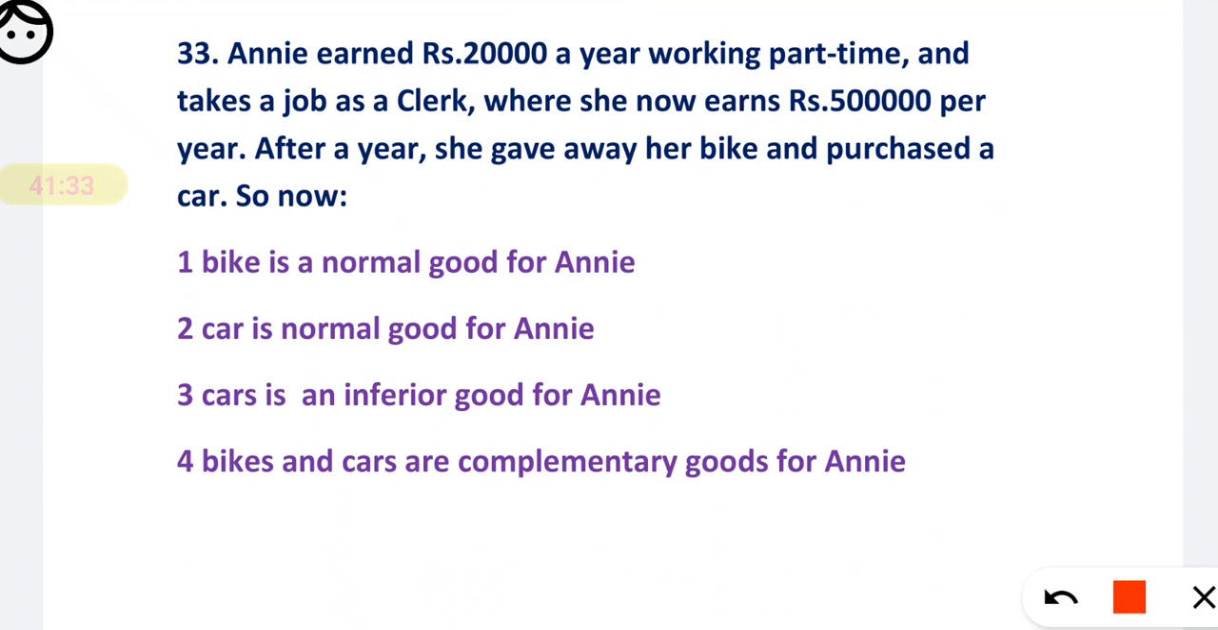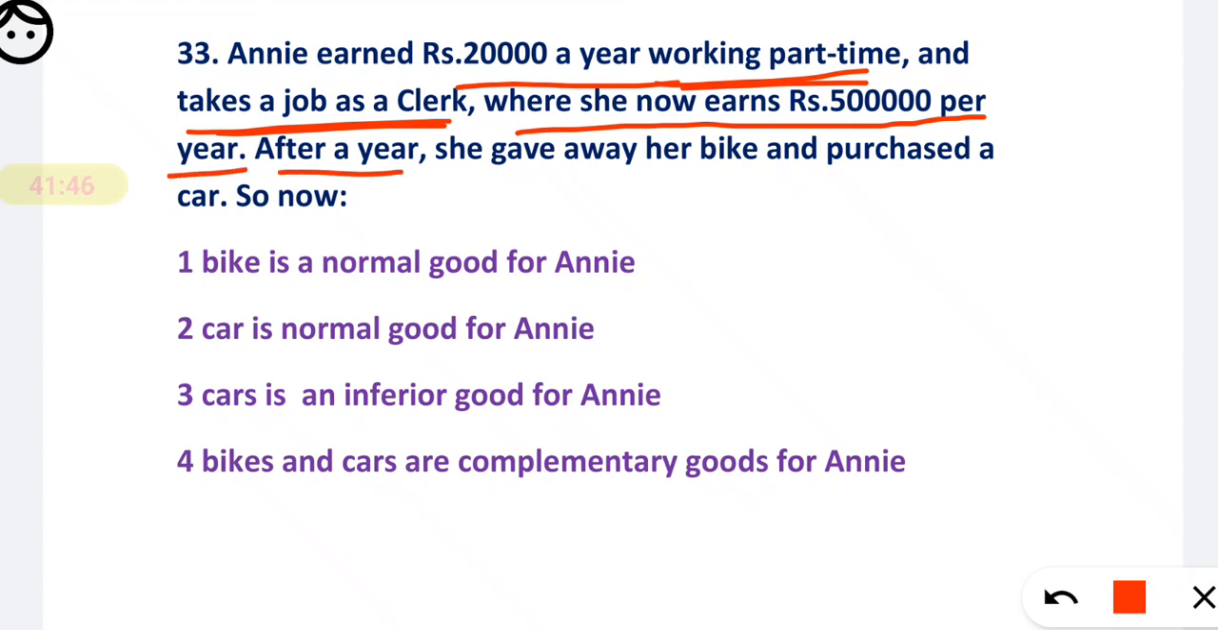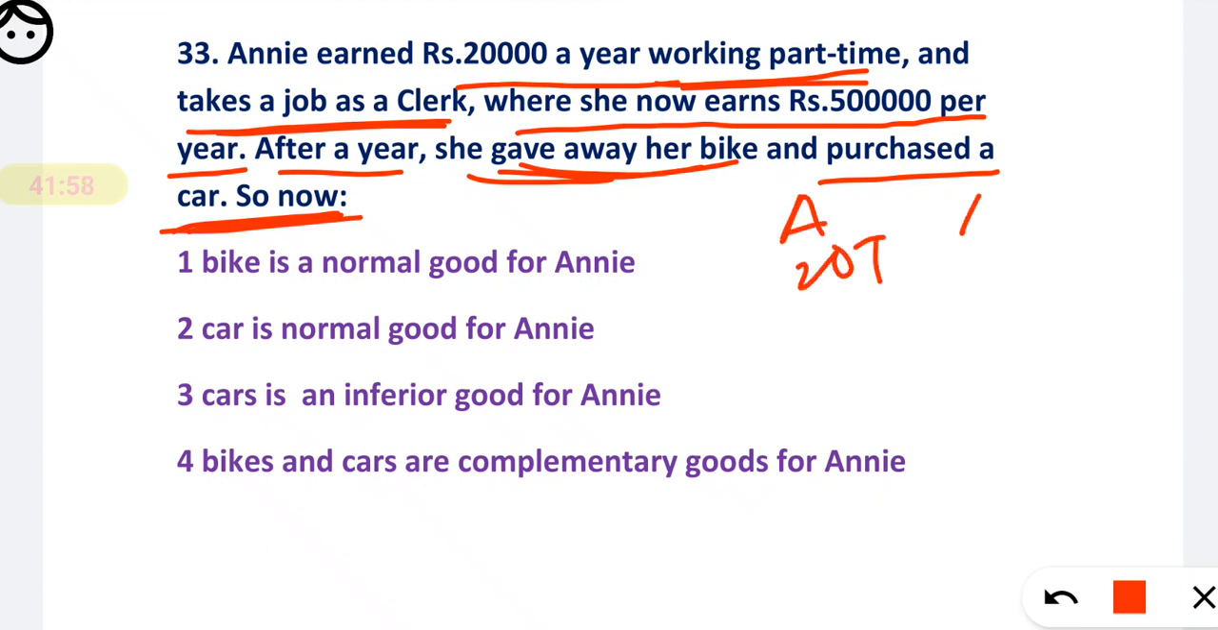Annie earned 20,000 a year while working part-time, and now she takes a job as a clerk in the bank, where she earns 5 lakh rupees per year. After a year she gave away her bike and purchased a car. So remember, Annie was previously earning 20,000, but now she is earning 5 lakh rupees. Okay, so we have to choose the correct option.